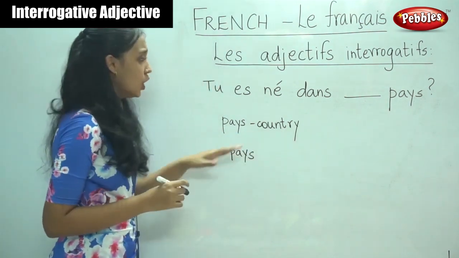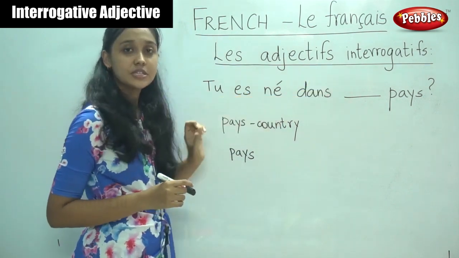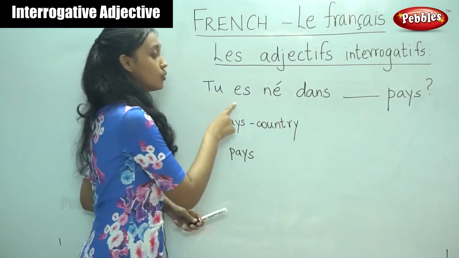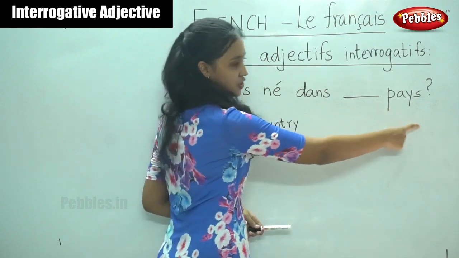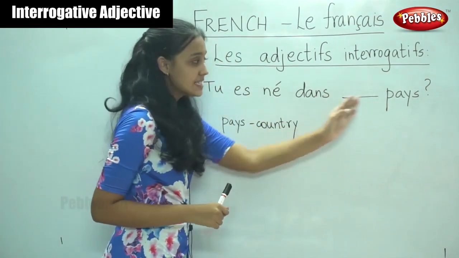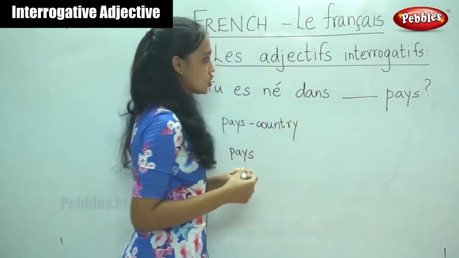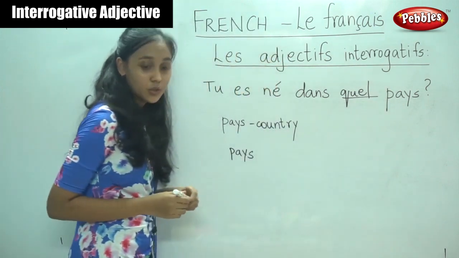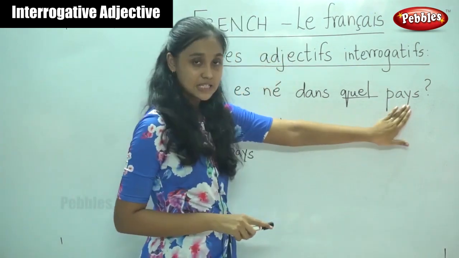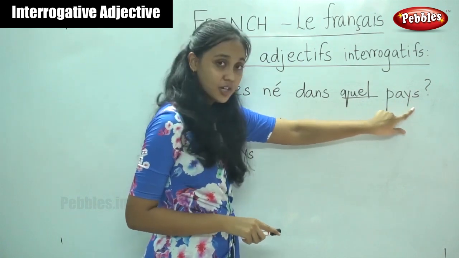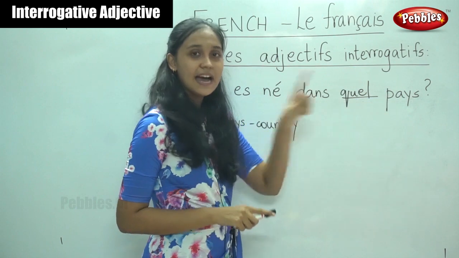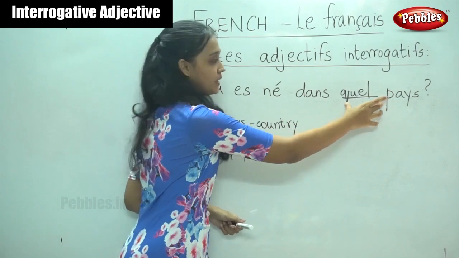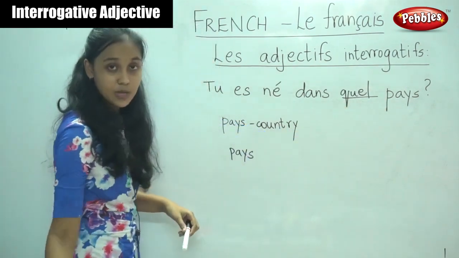So now, how do you know what interrogative adjective we use here? We need to understand the sentence. So, you were born in which country? According to the sentence, this is in the singular form. So, what word would you use? Quel. Why do we use that word? Because it is in the masculine singular form. This word in particular is the same in the singular and in the plural form. Therefore, we need to understand the sentence and understand what needs to be filled in the blank. Shall we see one more sentence?